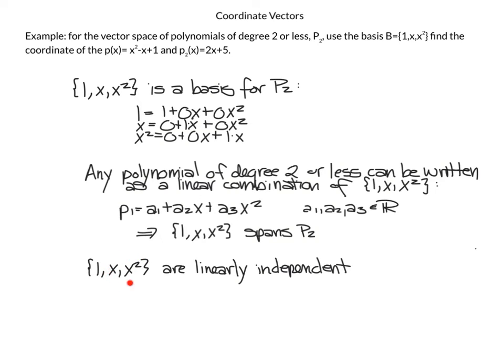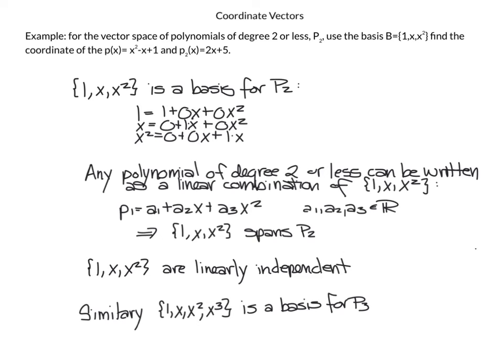x cannot be written as a linear combination of 1, and x squared cannot be written as a linear combination of 1 and x. So they are linearly independent. And hence, 1, x, x squared is a basis for P2, and again, this is the natural basis. Similarly, 1, x, x squared, x cubed is a basis for P3, polynomials of degree 3 or less.